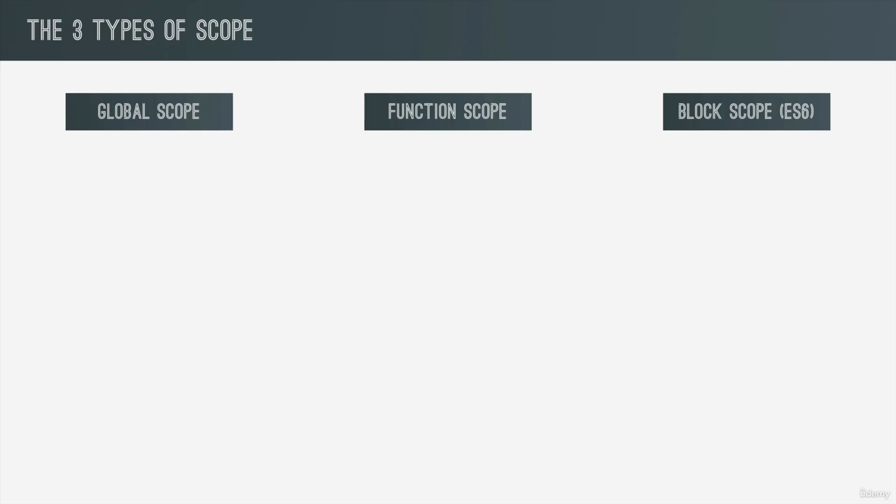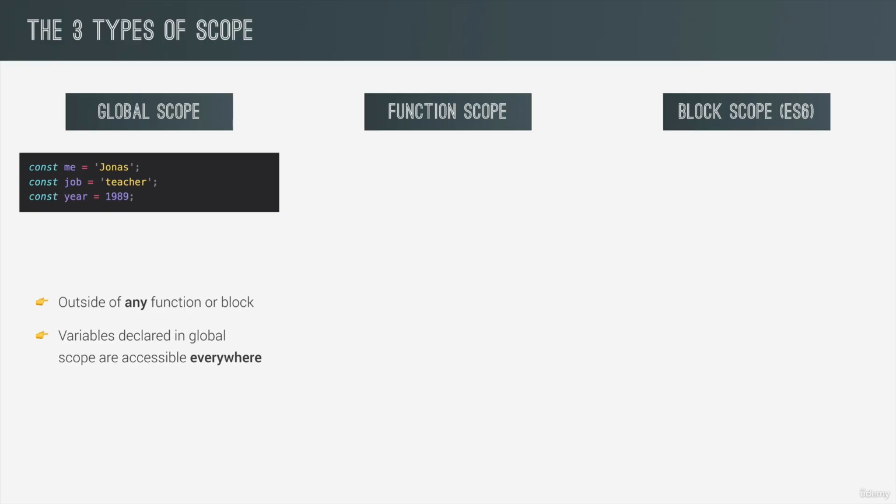So first, the global scope is, once more, for top-level code. So this is for variables that are declared outside of any function or block. These variables will be accessible everywhere in our program, in all functions and all blocks. So really everywhere.